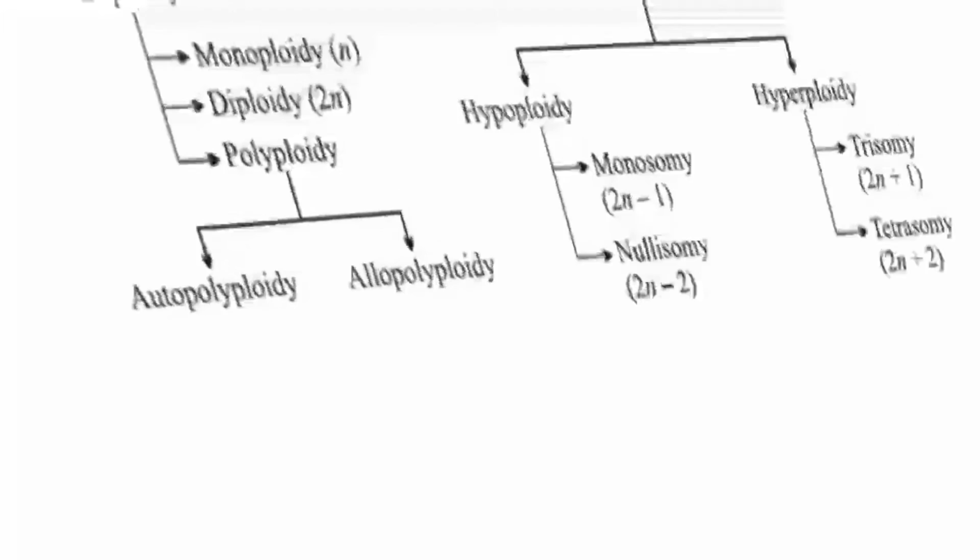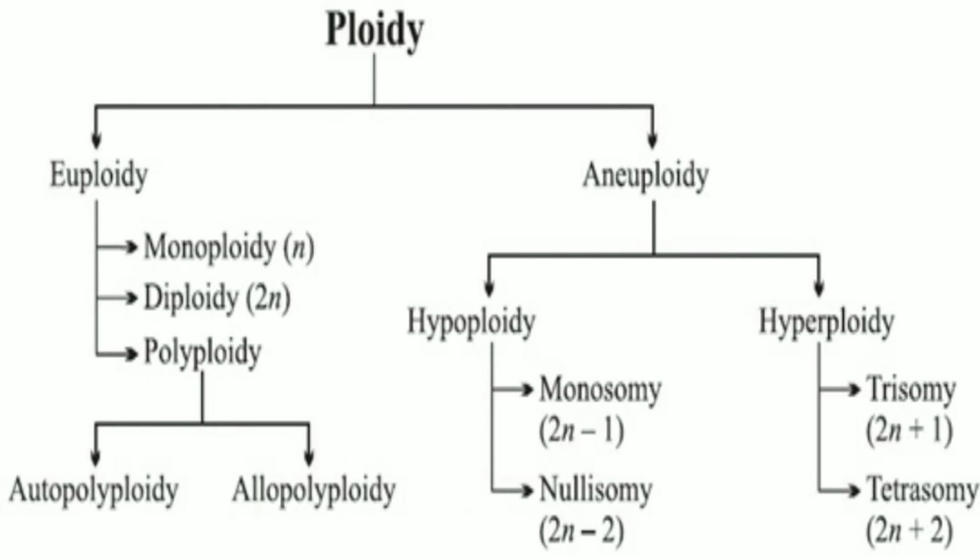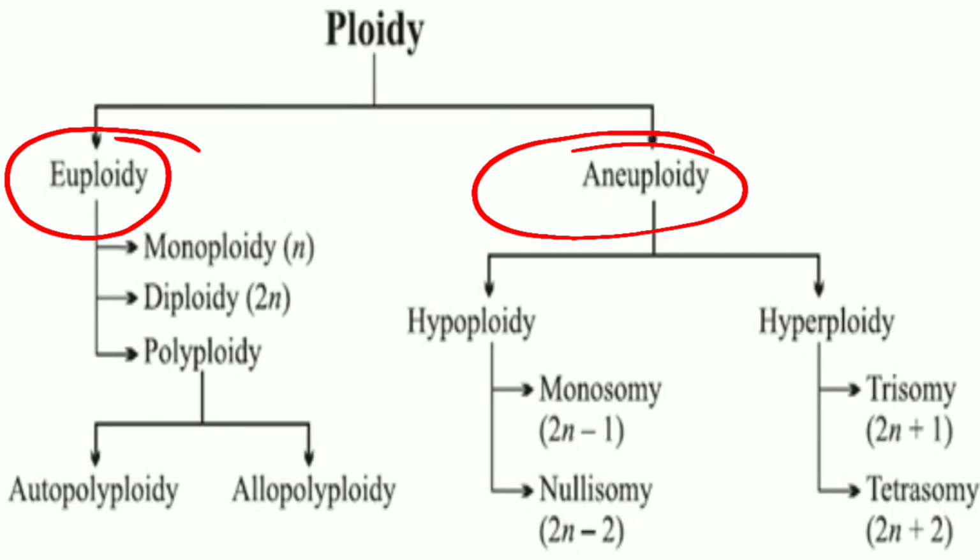Now the next that we shall be discussing is the ploidy, or the genomic mutations, or the numerical changes in the chromosomes. Numerical changes in the chromosomes are the variations in the chromosome number, which may be due to aneuploidy and euploidy. There are two types of the genomic or the numeric changes, aneuploidy or euploidy.